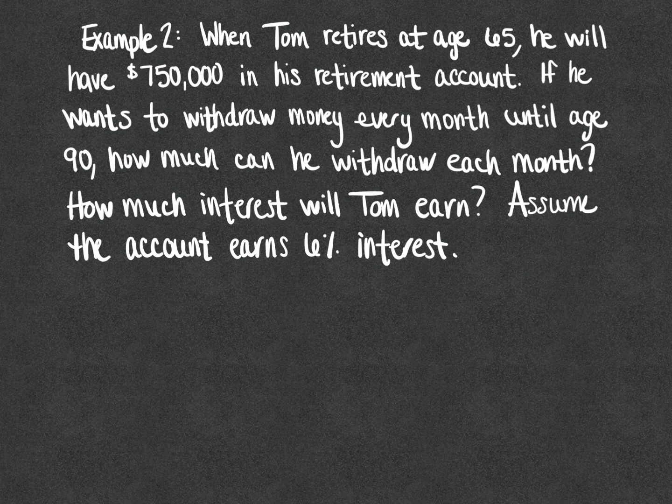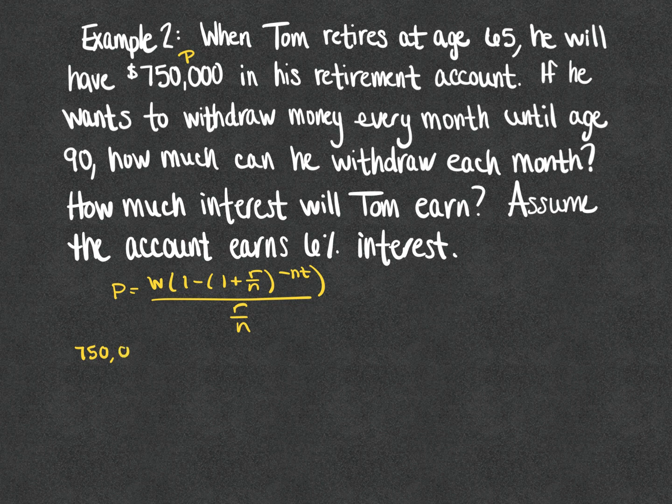So now when we look at our formula for a payout annuity, now we know the principal. We have this starting amount. That is how much is in his account when he retires. What we don't know is how much he can withdraw on a monthly basis. We know he's earning 6% interest and he wants to withdraw money every month, so N is 12.